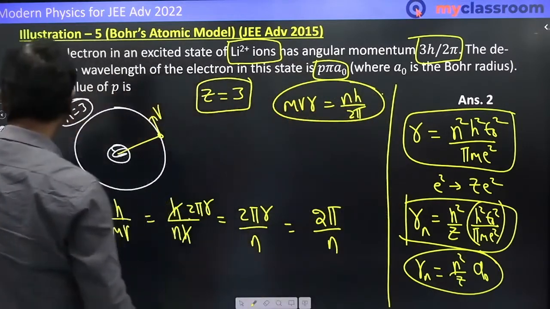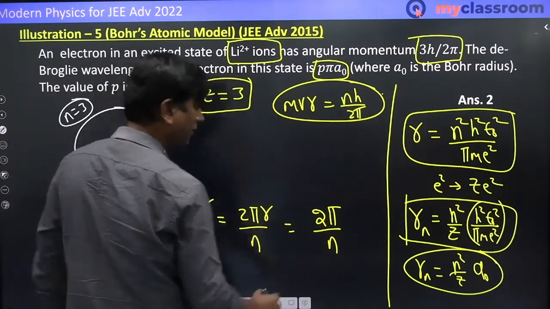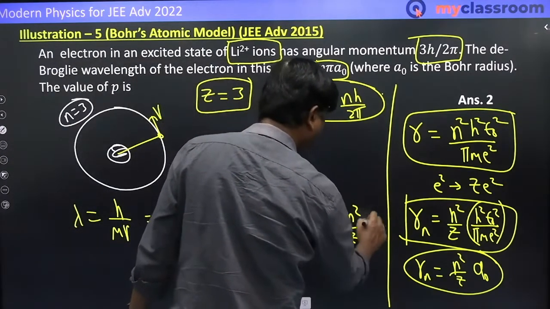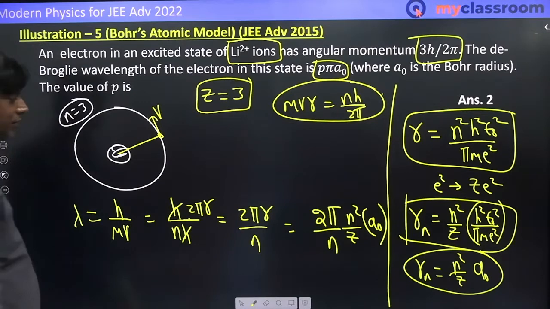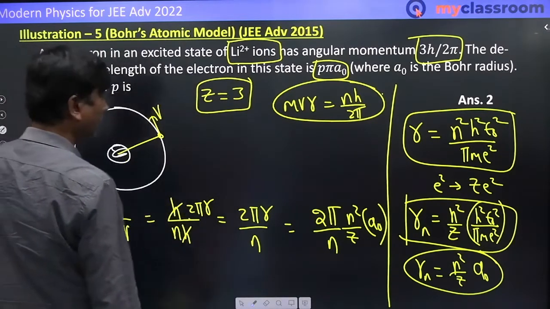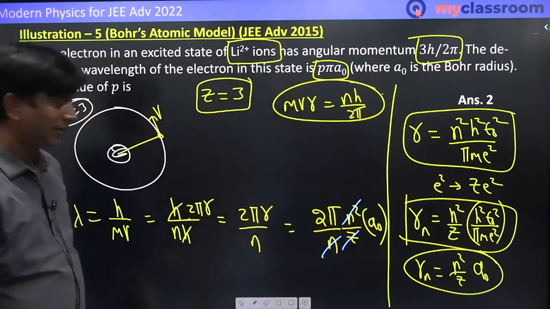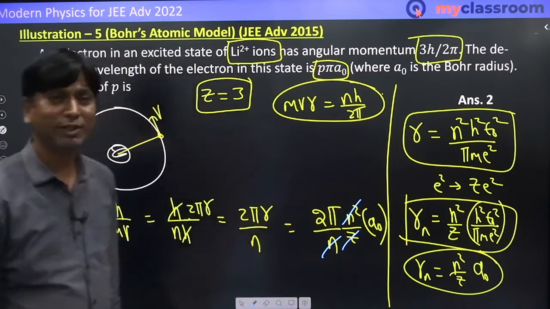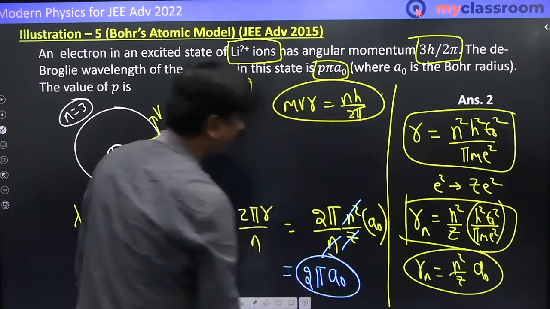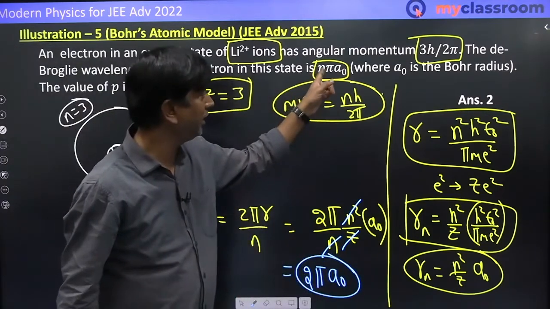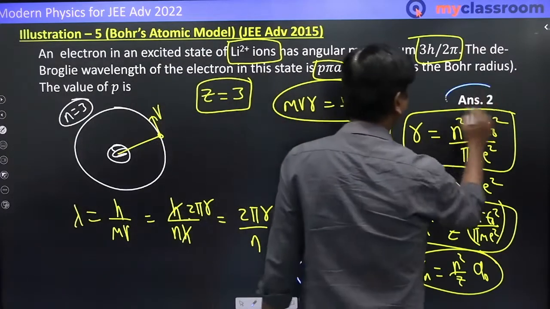So here I am putting that. So 2 pi by n, the radius of the nth orbit is nothing but n square by Z times the radius of the first orbit, which is a0. Now n is what? 3. Z is what? 3. So n is 3, Z is 3, n square: 3 into 3 is 9, n square also 3 square is 9, gone. So you will get the answer as 2 pi a0, which you are writing as p into pi a0. So the value of p will be 2, will be the answer.